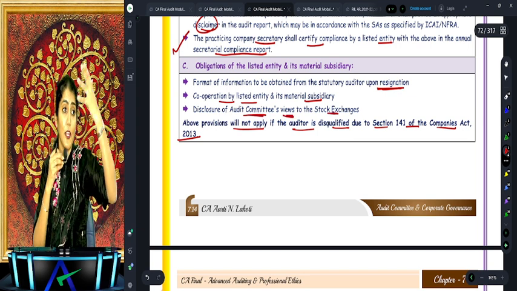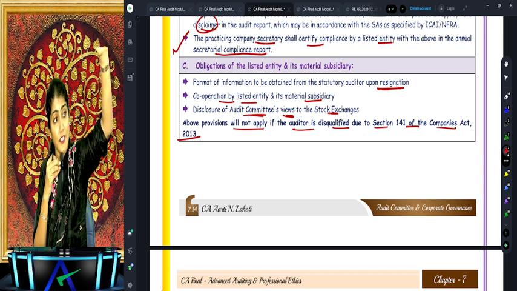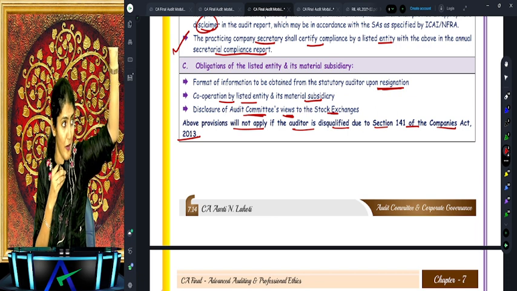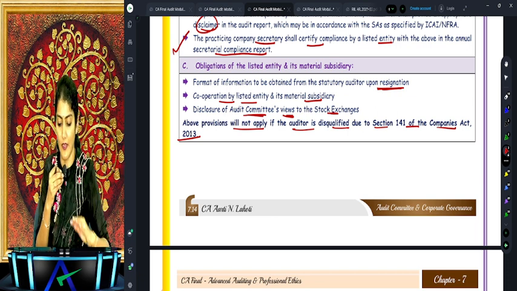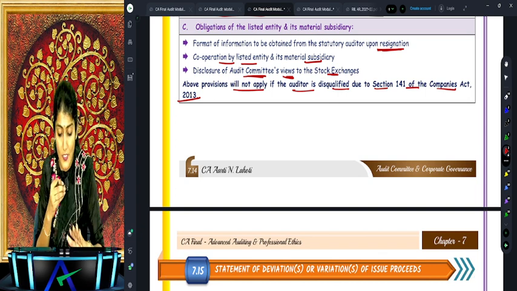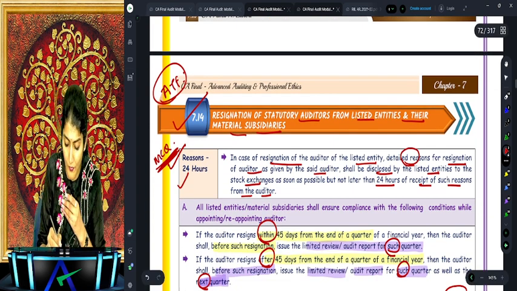So the audit committee view: why did the auditor resign? They have to submit the reasons to the stock exchanges within 24 hours of the resignation of the auditor. You remember that? 24 hours of the receipt of the reasons of the resignation from the auditor. And what did we say? These provisions will not apply if the auditor is disqualified due to Section 141 of the Companies Act.